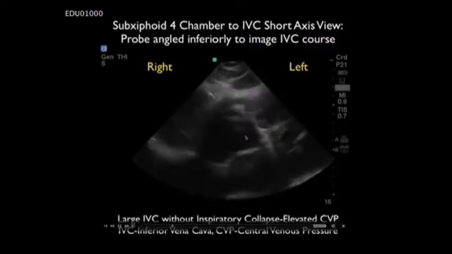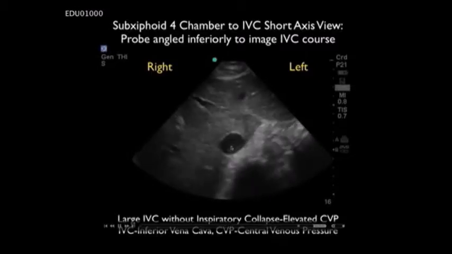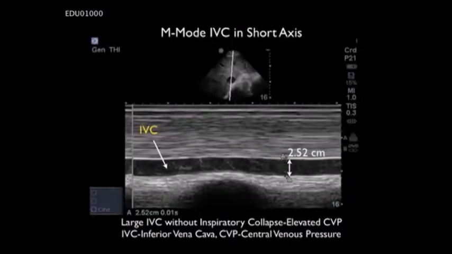Notice we can also see little speckles of prethrombus within the IVC, indicating a low flow state. Now we'll put M-mode ultrasound directly over the IVC in the short axis configuration. Notice this IVC is relatively large at 2.52 centimeters and then it has very little change during inspiration. We can also see the speckles of prethrombus within the lumen of the IVC, indicating a low flow state. So this patient has a CVP that's greater than 10 centimeters of water. In fact, this tank is pretty full.